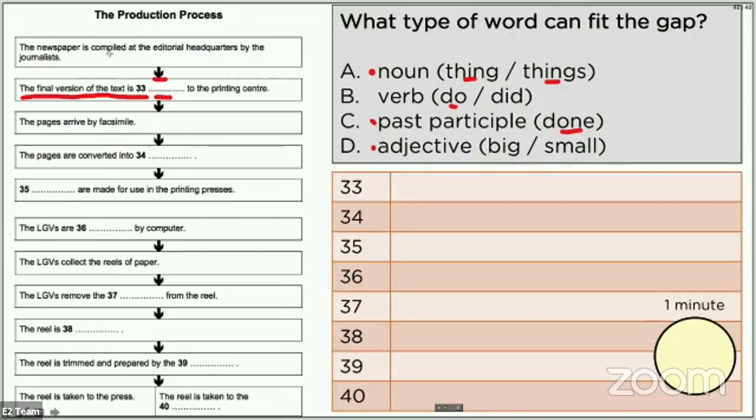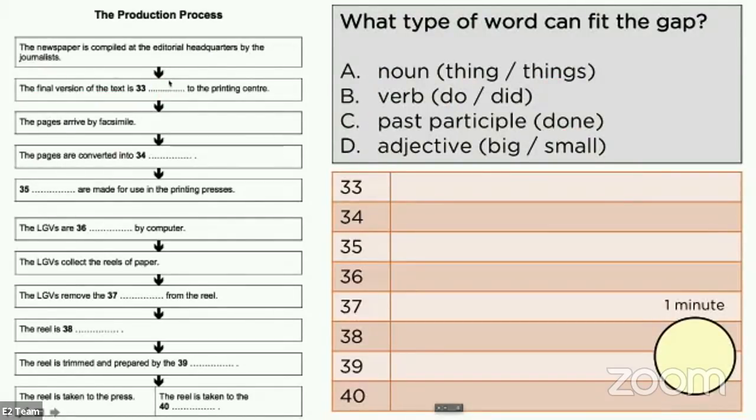Let's just do this. I want you to go through and answer 33 to 40. I'm going to give you 1 minute. Decide what type of word can fit in these gaps here. You have 1 minute starting now.